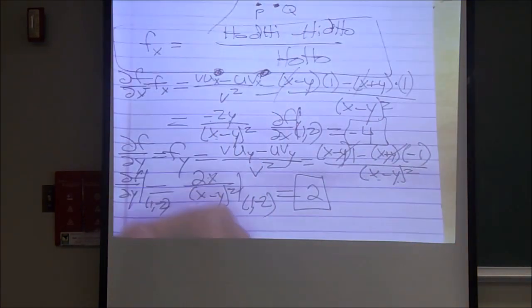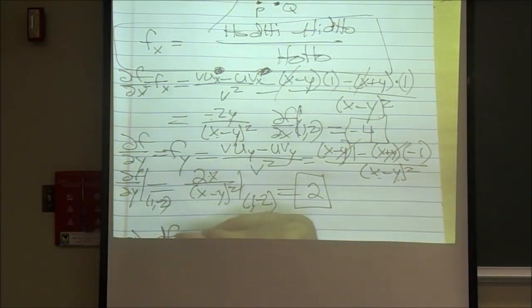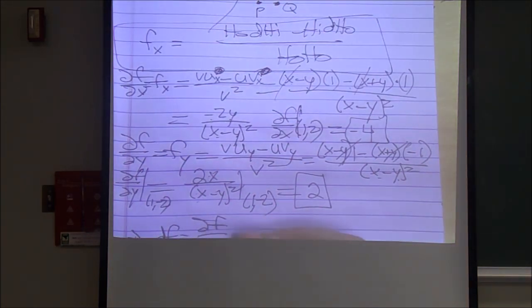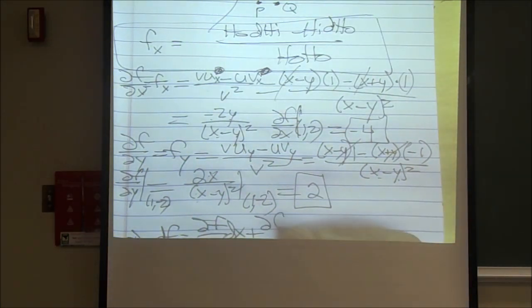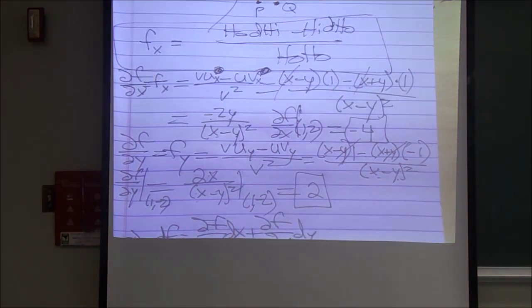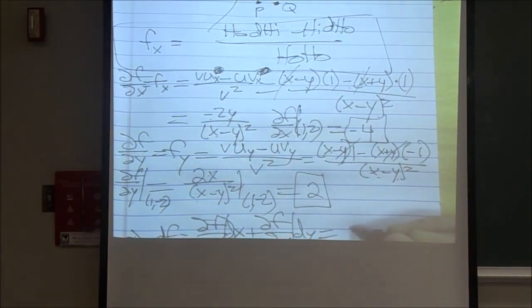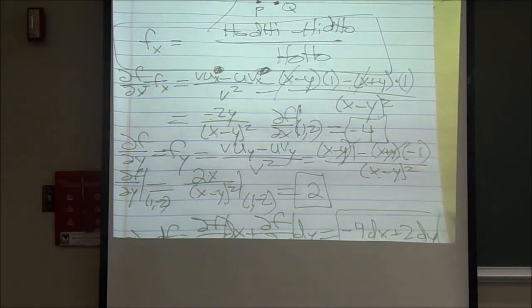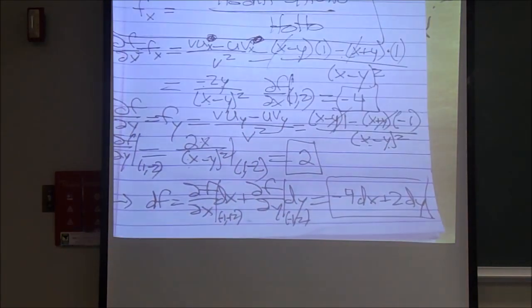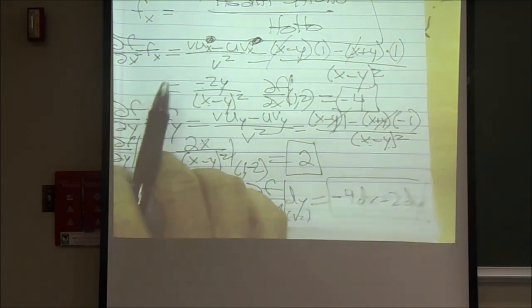And now I bring down what I had up here. I'll say that df is df/dx dx plus df/dy dy. And sometimes we just tacitly assume that these are evaluated at the point, but maybe I better put it in here: minus 1, 2. And minus 1, 2 gives us minus 4 dx plus 2 dy. So there is the total differential at the point minus 1, 2. All right.